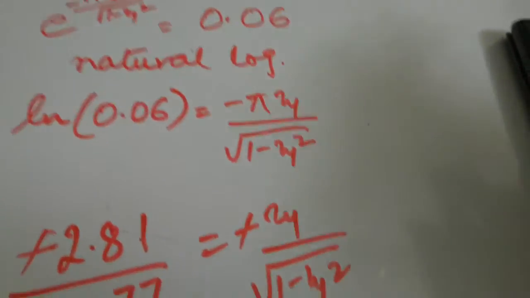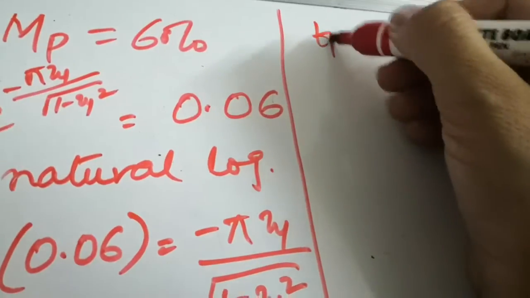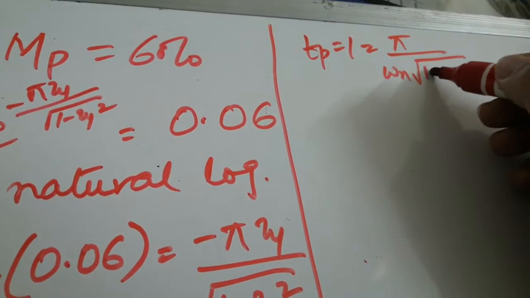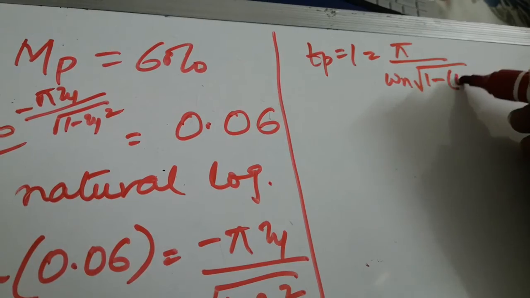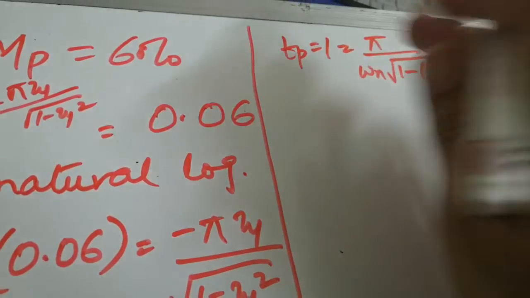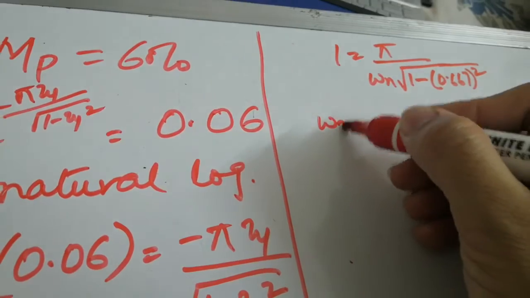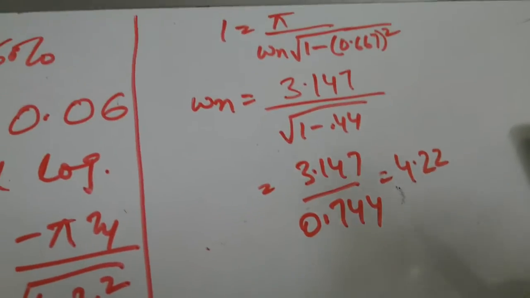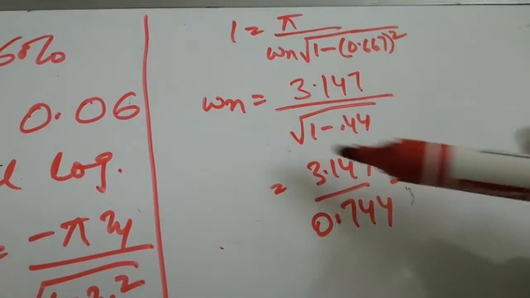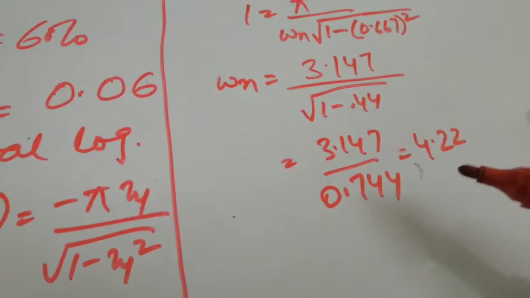Right? So now I am going to go for my second thing that I have been given, that is Tp equals 1. Tp equals 1 means pi upon omega n under root of 1 minus zeta square. That means I am going to put the value 0.667 here, and this thing is equal to 1. So now I am going to calculate the value of omega n from here. This square becomes 0.44, 1 minus 0.44, and the under root will give me this value, and dividing, I am going to get my value. So I have got the value of omega n as well.